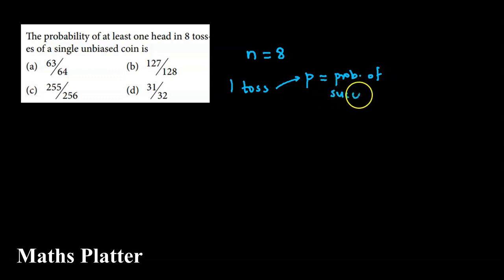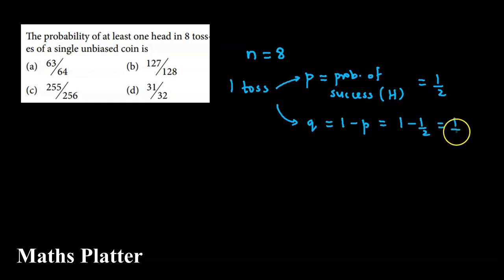Probability of success, that is getting a head, is half, and Q is probability of failure, which is 1 minus P. तो ये हो जाएगा 1 minus half, that is also equal to half. अब 8 टॉसेस में से हमें जो सक्सेस वैल्यूज है वो है 0 भी हो सकती है, नो सक्सेस, 1, 2, 3 and so on up to 8. और हमें पूछा गया है एटलीस्ट वन हेड, यानी एटलीस्ट वन सक्सेस होने के चांसेस क्या है.